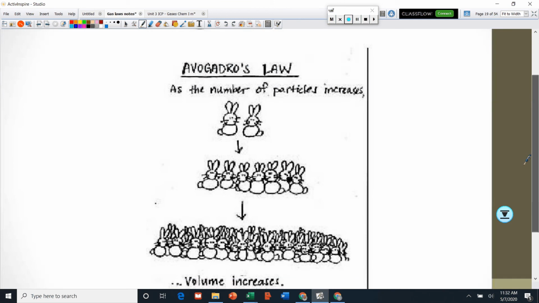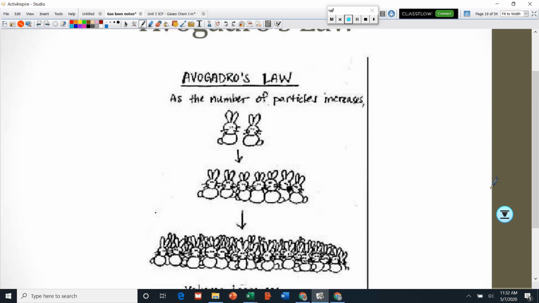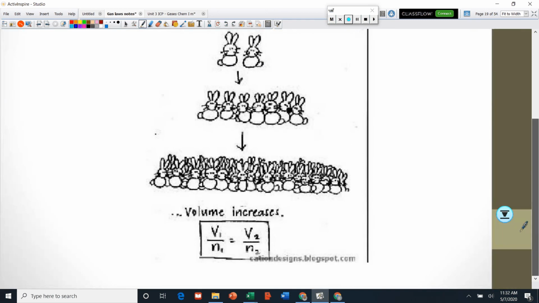Another way to look at Avogadro's law is as the number of particles increase. So if we have 2 rabbits and they reproduce and they make more rabbits, they multiply and they multiply, they're going to take up more space. So as we increase the number of particles, it takes up more space, is all that really says.